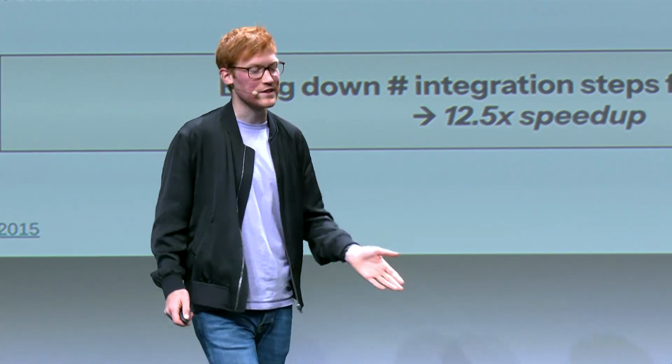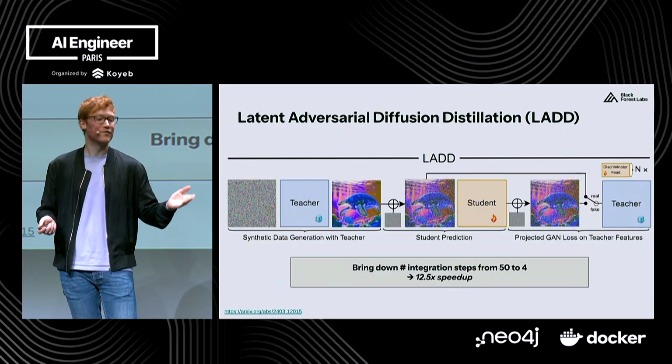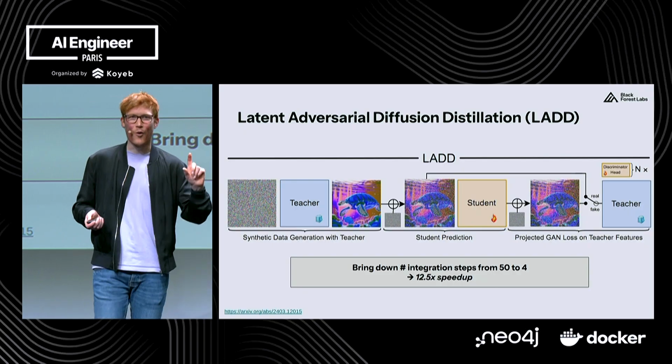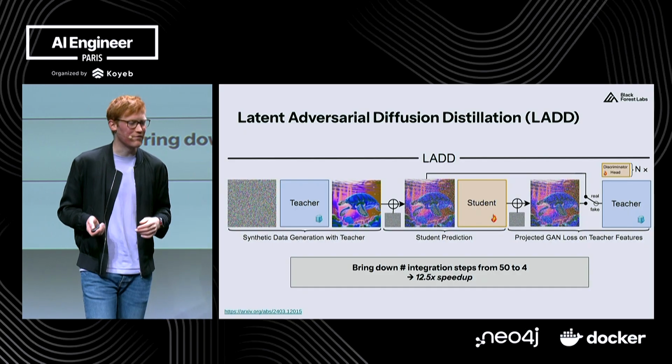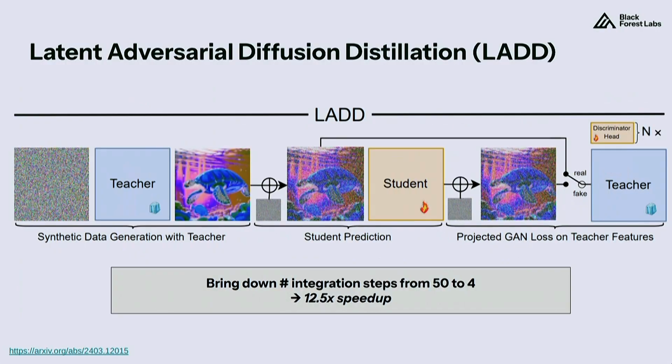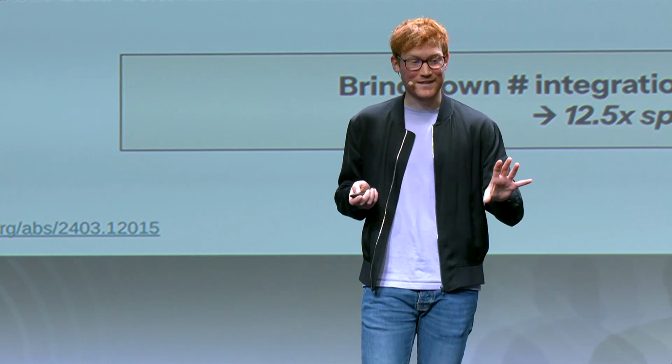So in a nutshell, latent adversarial diffusion distillation is just the adversarial diffusion distillation applied to the latent space. And by that, we can actually bring down the number of integration steps from 50 to 4, which is again this order of magnitude speed up that we've seen in the plots. So here we get a 12.5 times speed up. All right, now you know why it's so fast.